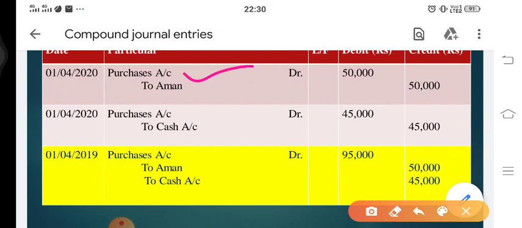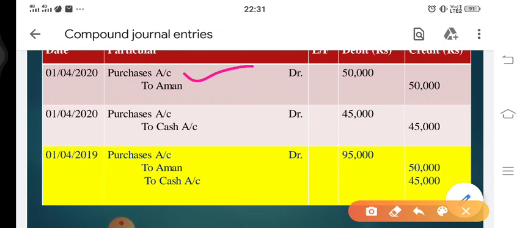Goods are purchased from Aman. Emphasis is given on the name of Aman. So we have already discussed that whenever emphasis is given on the name of a person, the rule of personal account will apply. Since Aman is the giver, and in case of personal account, debit the receiver and credit the giver, we have credited Aman's account. So purchases account debit to Aman account. The journal entry formed here will be this.